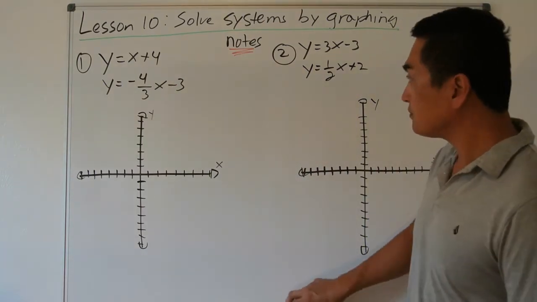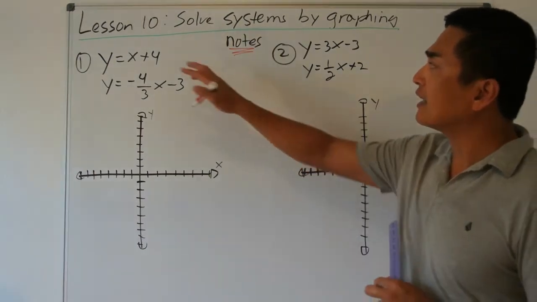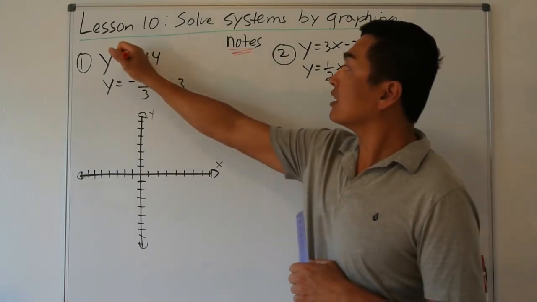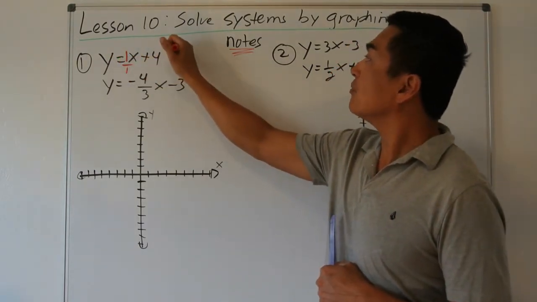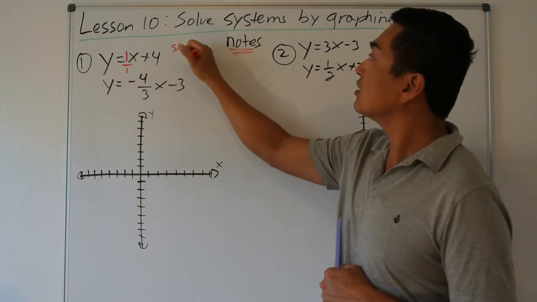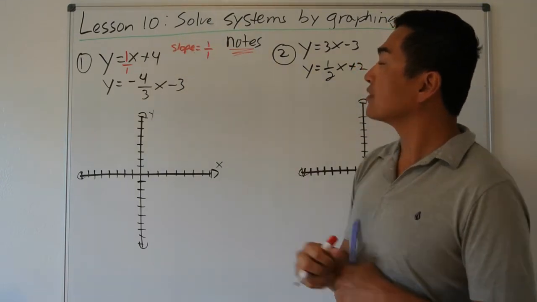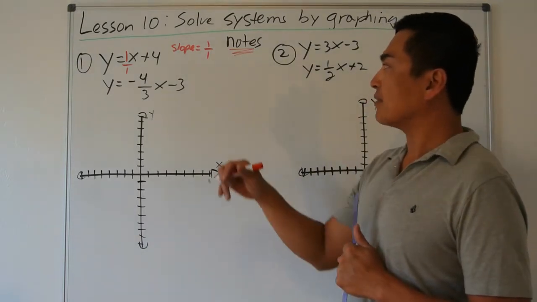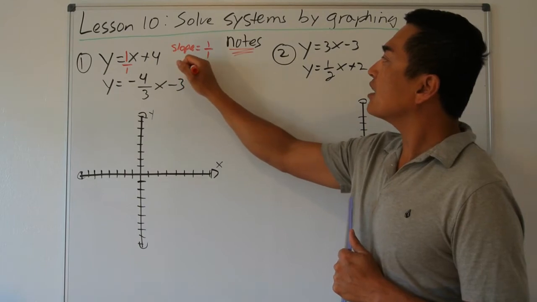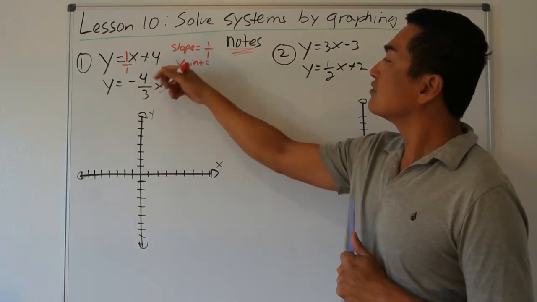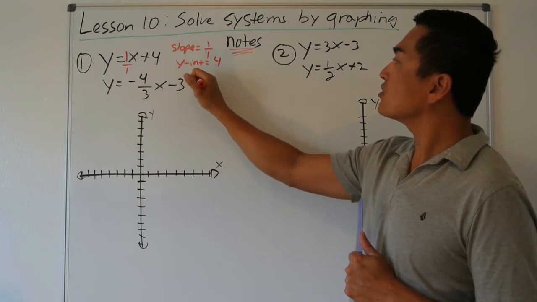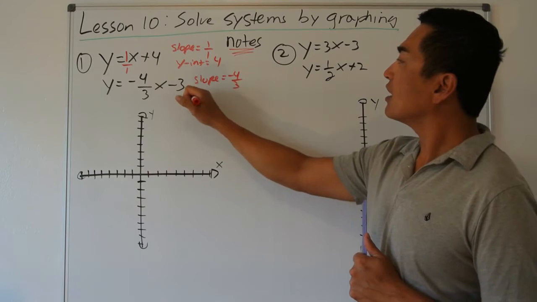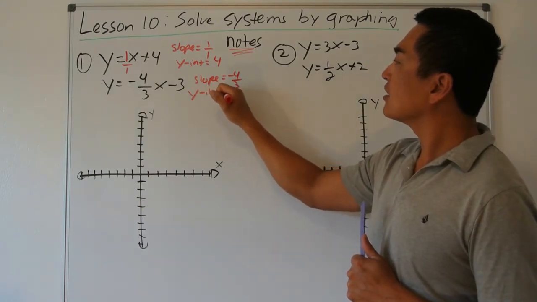So what we need to do, first thing, is find the slope and y-intercept for both of them. That's what I'm going to do for number 1. I'll put a 1 here, 1 over 1. So my slope for this one is 1 over 1. You can do the arrows if you want to. You don't need to, we graduated from that already. Your y-intercept is 4. For this one, your slope is negative 4/3, and my y-intercept is negative 3.